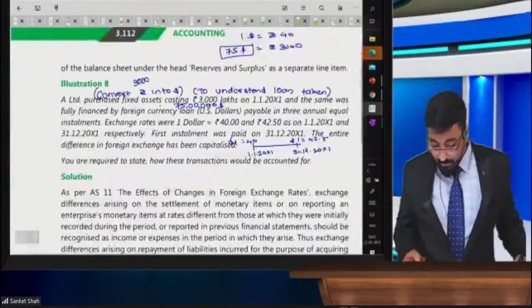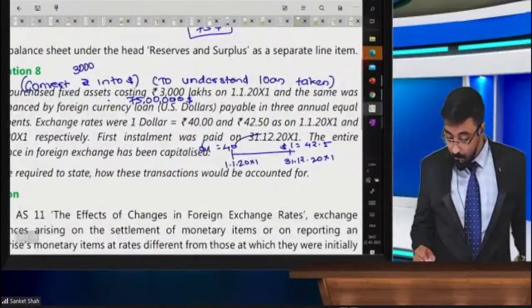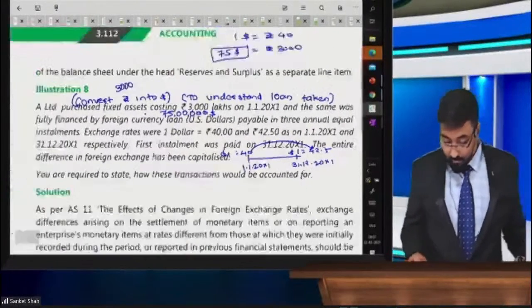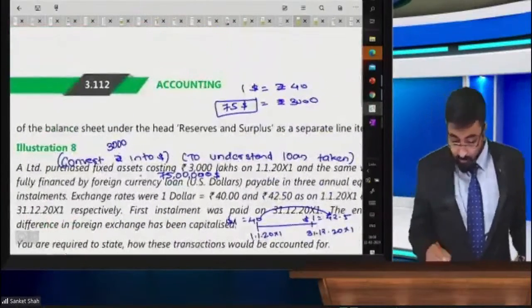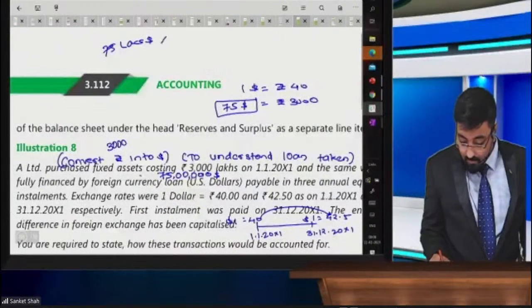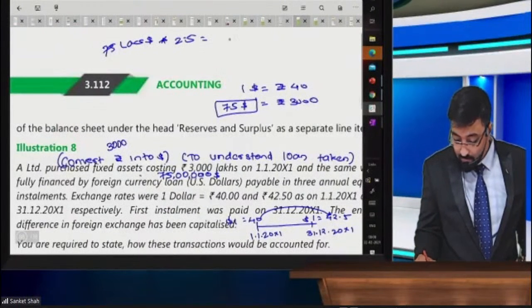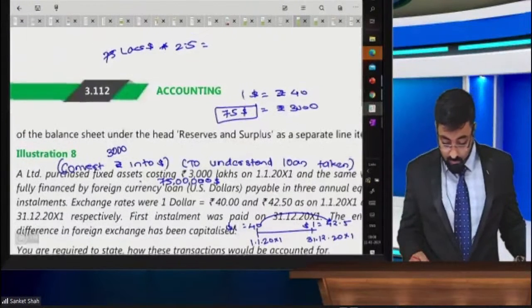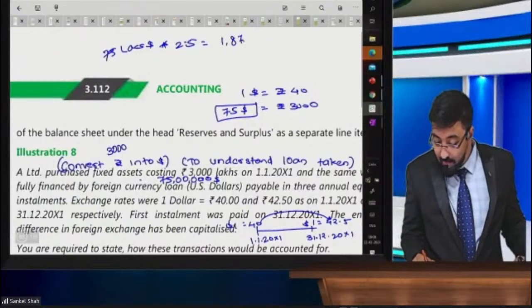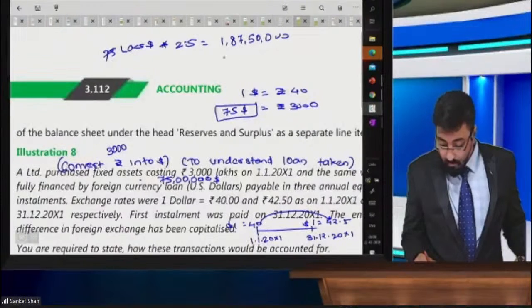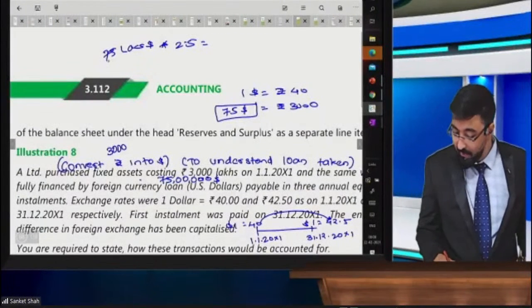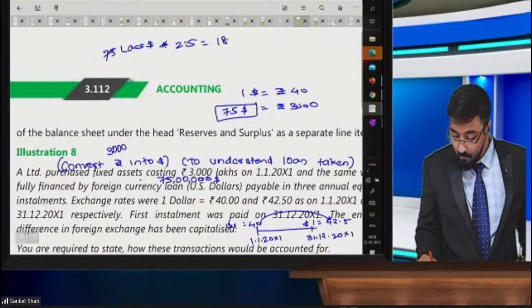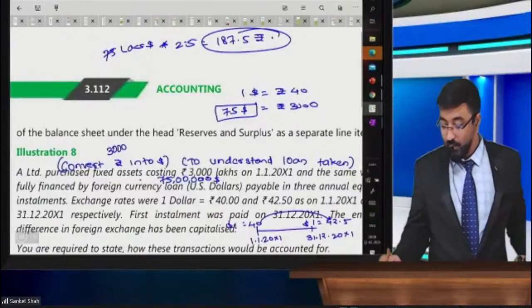Okay. So 75 lakhs. Now the balance from 40 to 42.5 is 2.5. So 75 lakhs into 2.5, what is the loss? Not 1 crore 87 lakh, beta, you're wrong. Okay, 1 crore 87 lakh 50,000. We will assume this is in the same units as 3000. Tell me only 75 into 2.5, that is 187.5. This is rupees.